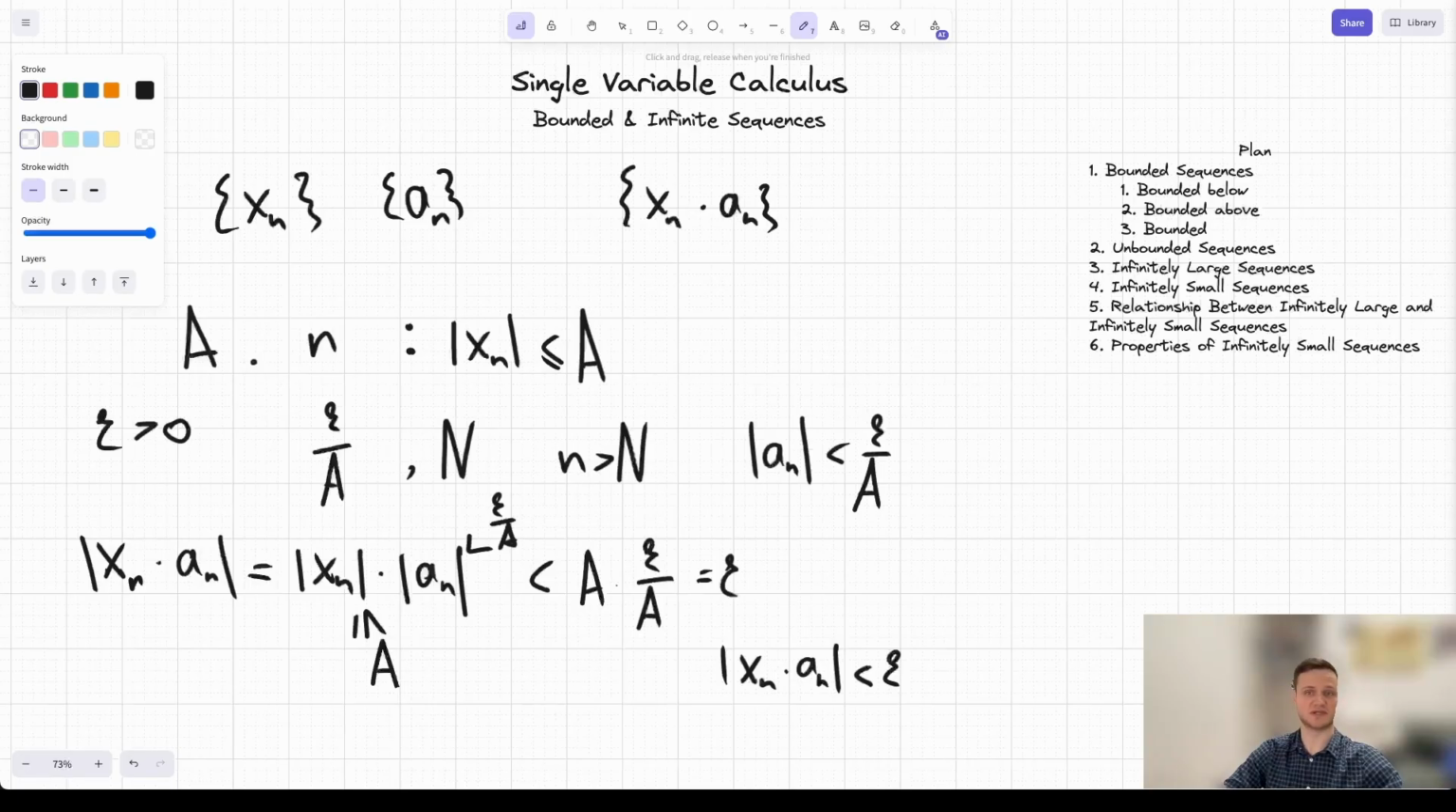Alright, today we explored the concepts of bounded and unbounded sequences, and then focused on infinitely large and infinitely small sequences. We used precise mathematical definitions and proved key theorems about their properties, understanding how these concepts relate to each other. In our next video, we'll move on to one of the most fundamental concepts in mathematical analysis, the limit of a sequence. The ideas we discussed today about infinitely large and infinitely small sequences will be essential for understanding limits.